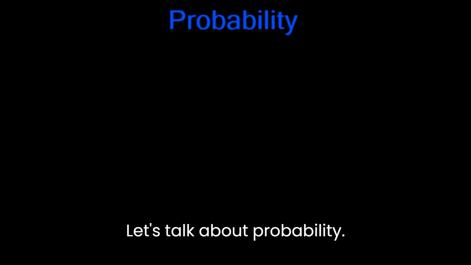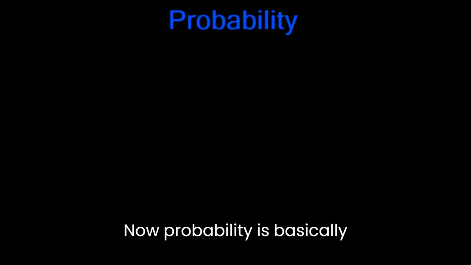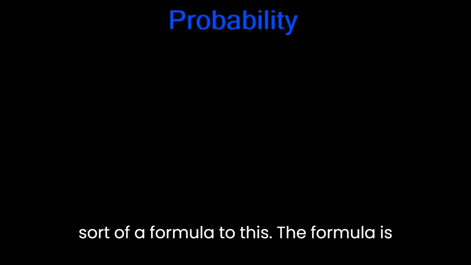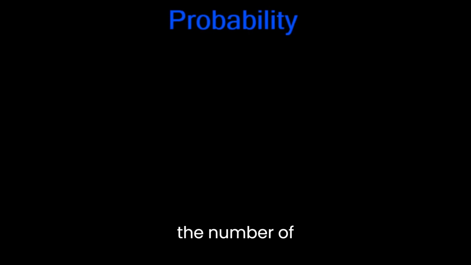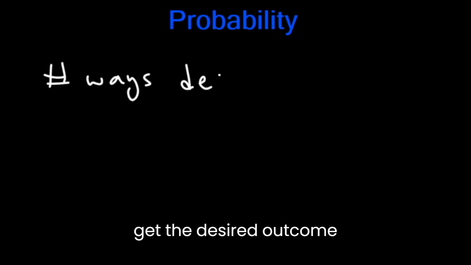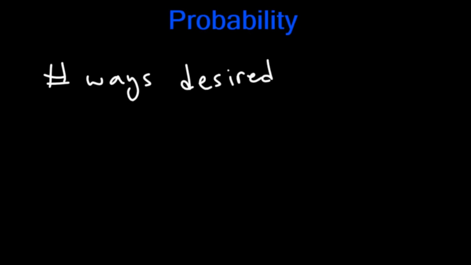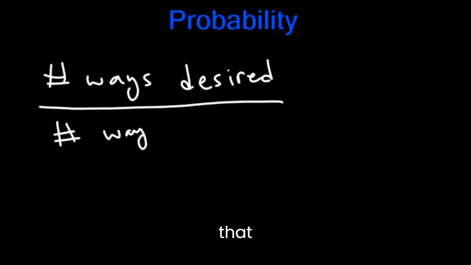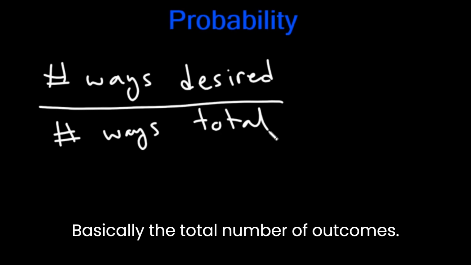Let's talk about probability. Probability is basically the way we calculate the chance of something happening. There is a formula to this. The formula is the number of ways to get the desired outcome divided by the number of ways that is basically the total number of outcomes.